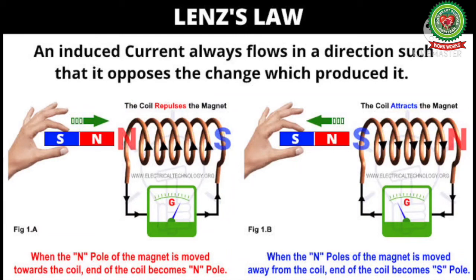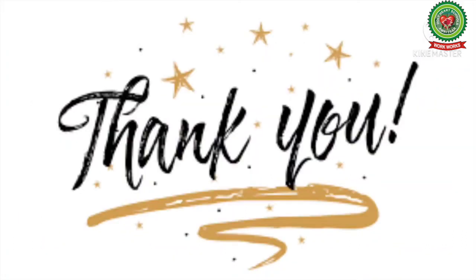And you can see in the second picture that when the north pole of the magnet is taken away from this coil, the coil seems to attract the magnet. That means this end of the coil has taken south polarity. And again, due to the clock rule, for the face that has south polarity, the current in that wire will be in a clockwise direction. So from here we can know about the direction of flow of induced current produced due to change in magnetic field lines. This is all for today, students.